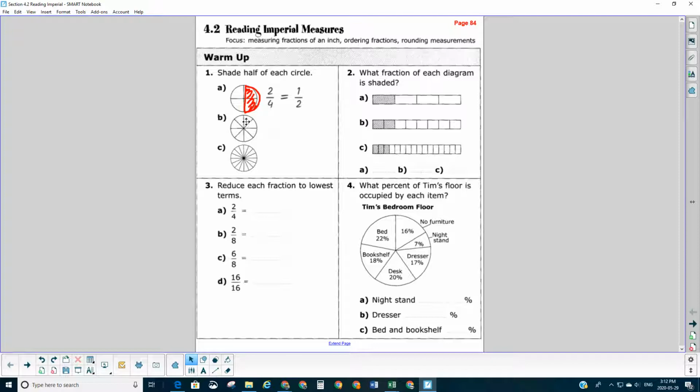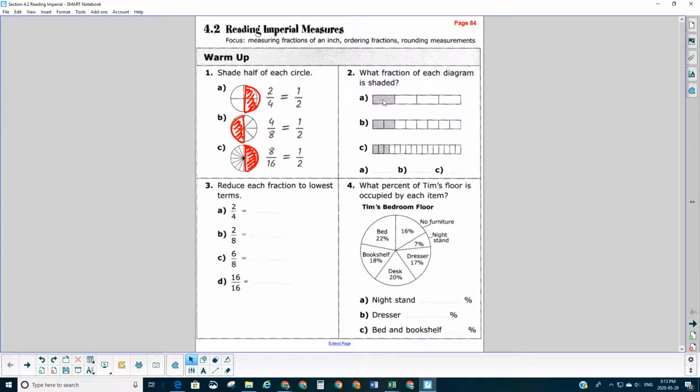Same thing with the second one. This looks to be in chunks of 1, 2, 3, 4, 5, 6, 7, 8. So if I cover up half of them, then that must be the same as 4/8, which of course is the same as 1/2. And the last one looks like it's in 1, 2, 3, 4, 5, 6, 7, 8, 9, 10, 11, 12, 13, 14, 15, 16 of them. And so if I cover up half of those, that would be, of course, 8/16, which is the same as 1/2.